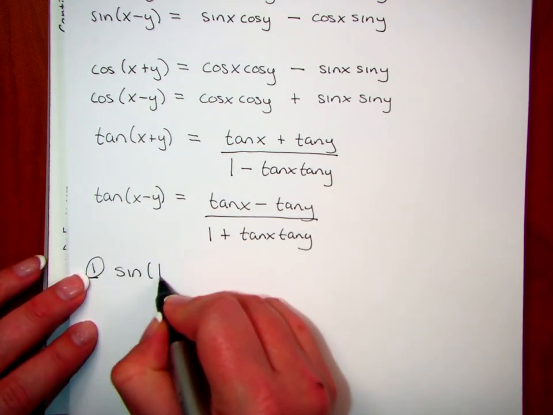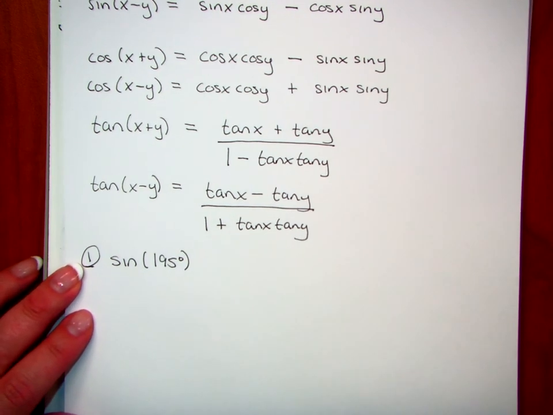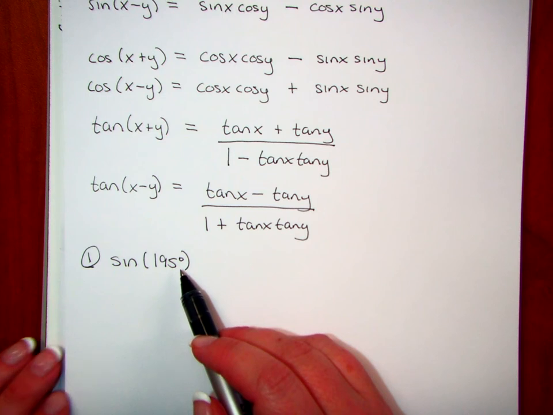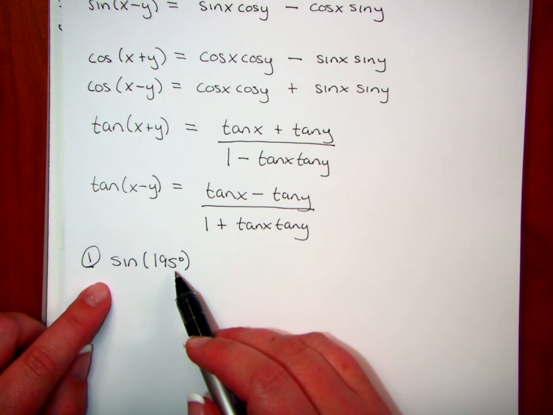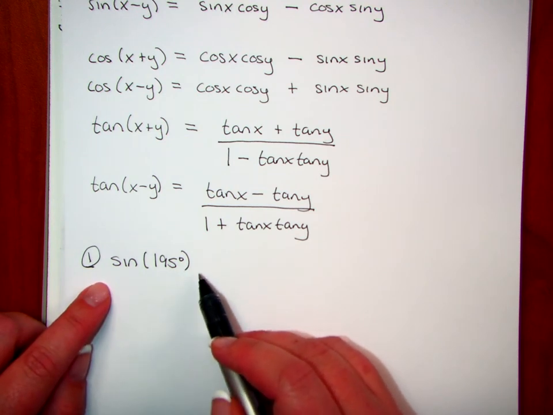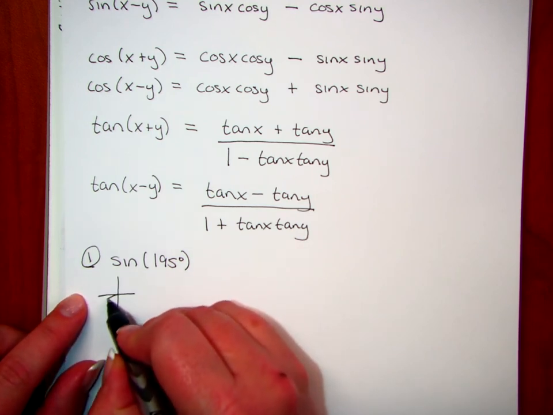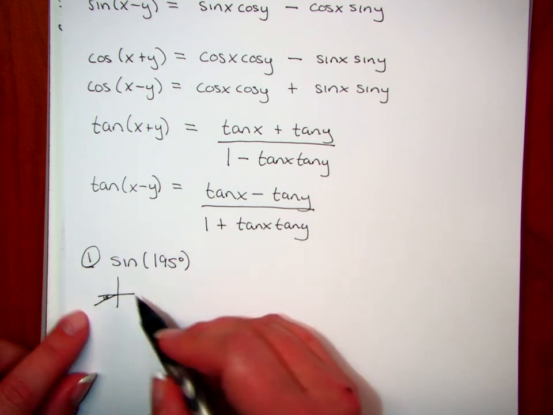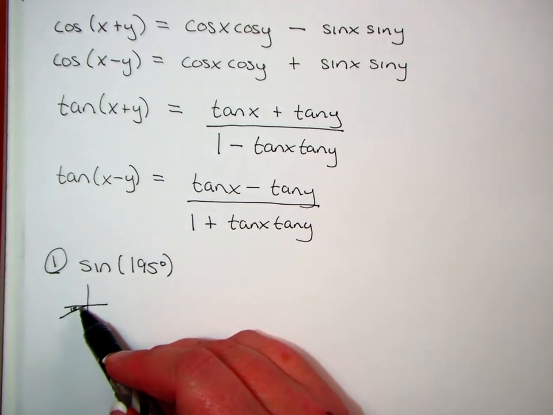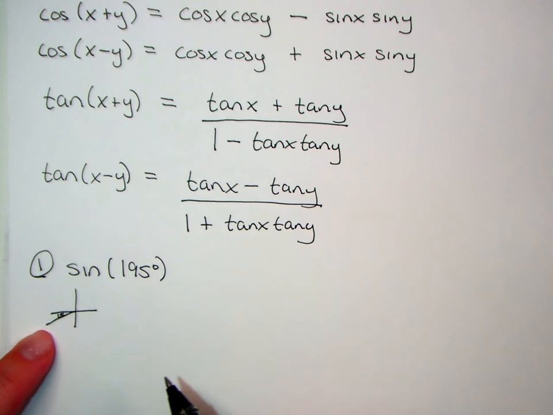Sine of 195 degrees. Right? 195 degrees is not a point we know on the unit circle, because 195 degrees is 15 degrees past 180. It's just kind of in quadrant 3, if you will. We don't have points on the unit circle for 15 degrees.